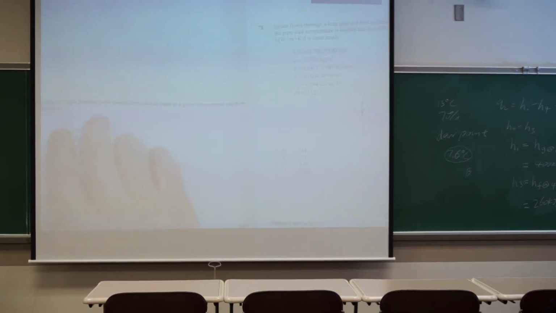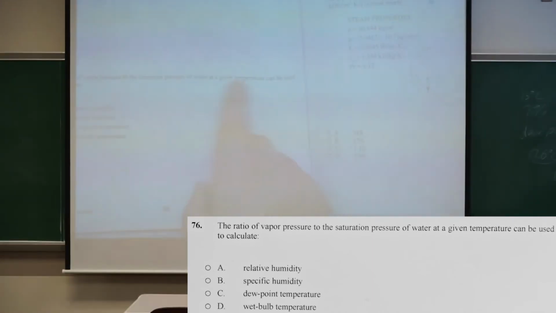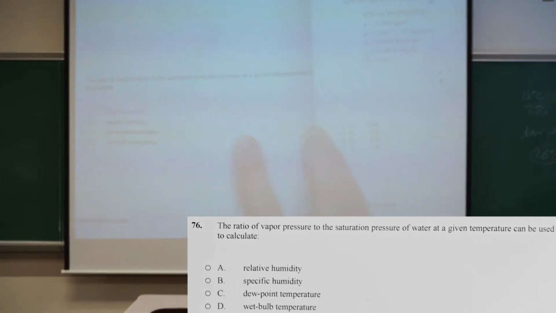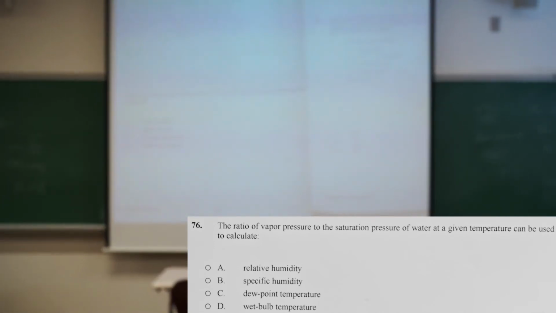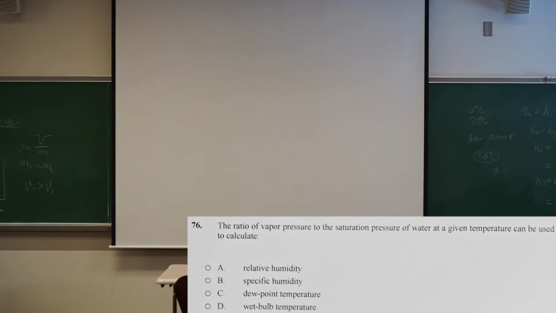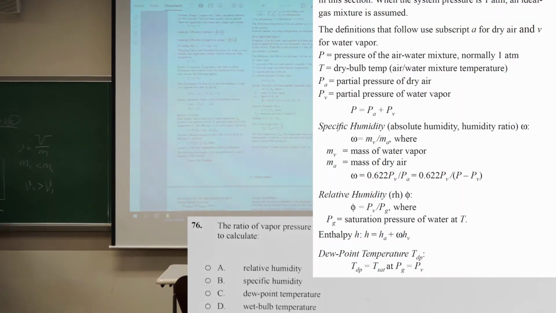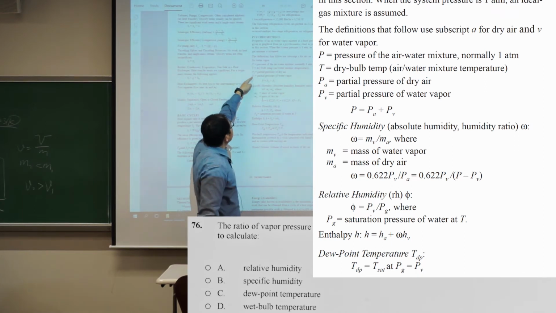And the last one in this book says the ratio of vapor pressure to the saturation pressure of water at a given temperature is used to calculate... And this one you need to go to the handbook, at page 96, psychrometrics. Basically, this is for air conditioning, and you can find P, PA, PV.